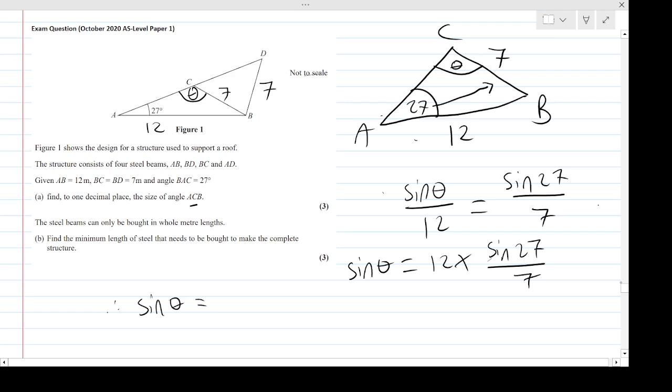And that will get me sine theta, if I simplify that. Well, 12 times sine 27 over 7 is 0.778 dot dot dot. So therefore, if I inverse sine that, I get the first solution to be 51.1 degrees, right? Say to one decimal place, but there we are.